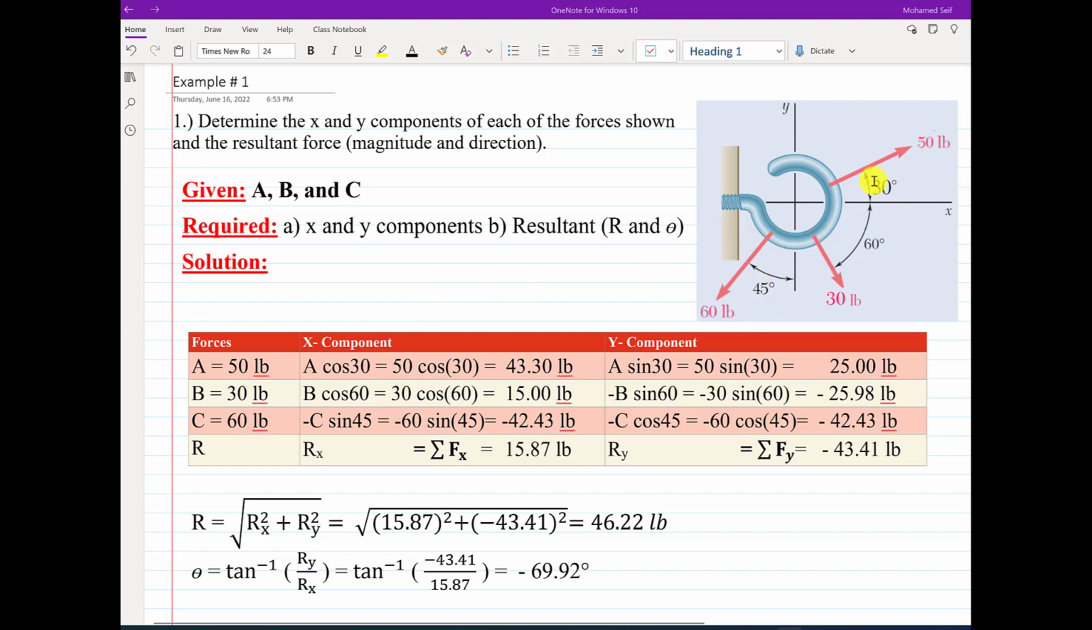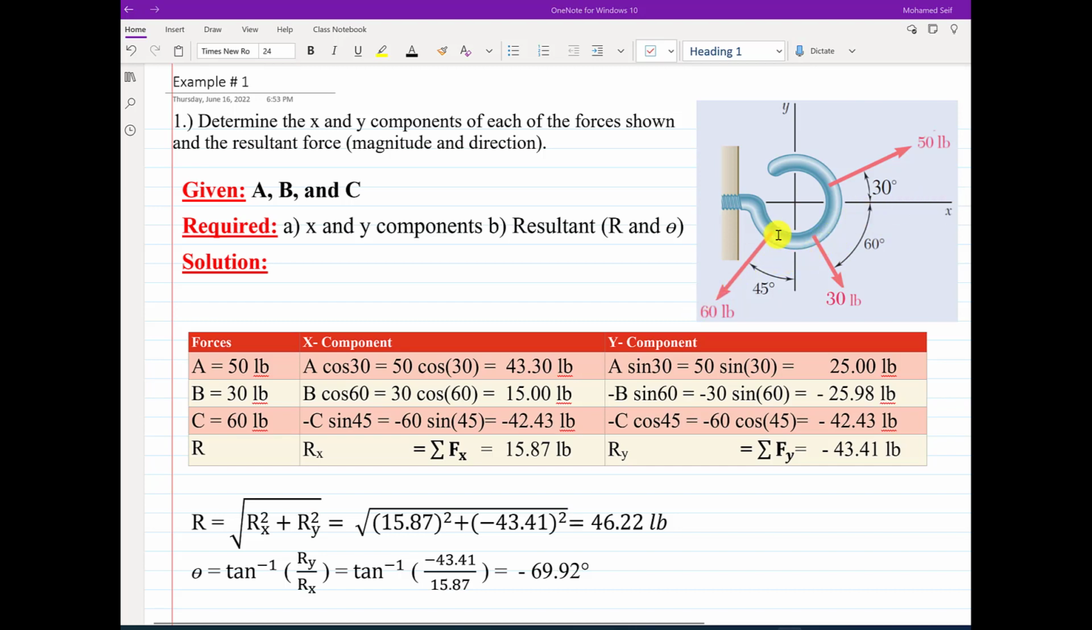In the analysis, since it's the angle with the x-axis, the cosine component for the 50 pounds will be in the x direction. The cosine component for the second force will also be in the x direction.